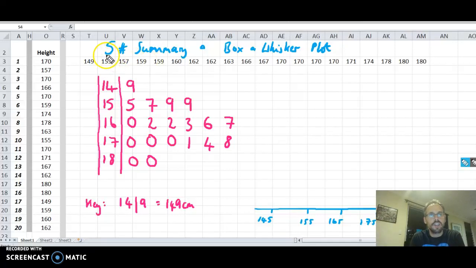I'm going to show you how to produce a 5-number summary, which in turn will allow you to make a box and whisker plot. Now, it's called a 5-number summary because there's 5 parts to it. And the 5 parts are as follows. They are the minimum value, the maximum value at the other end.